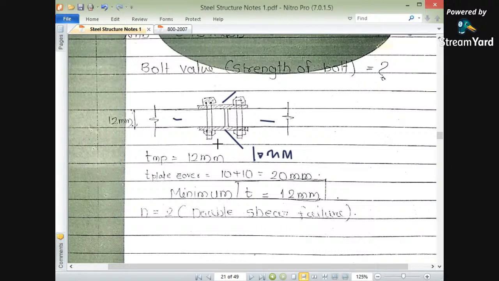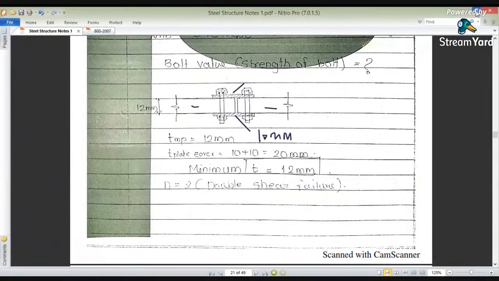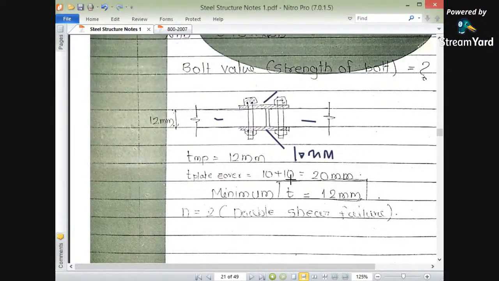What is the minimum thickness, of the total thickness of the plates? 10 plus 10 is 20, so the minimum thickness in this case is 12 mm. 20 mm is the maximum thickness by adding these two plates, whereas 12 mm is the minimum thickness. Okay, here we will take t as the minimum of the two.